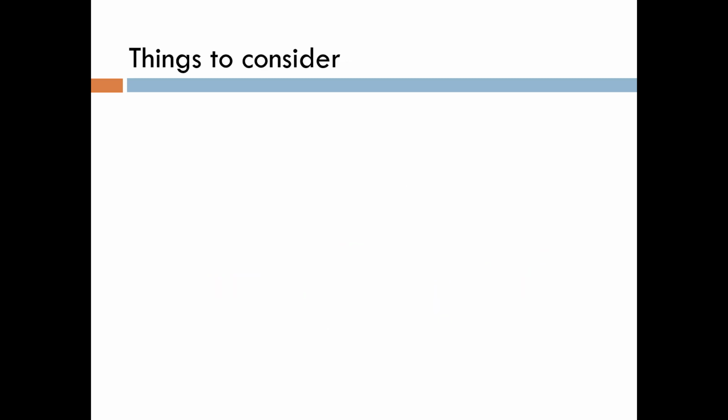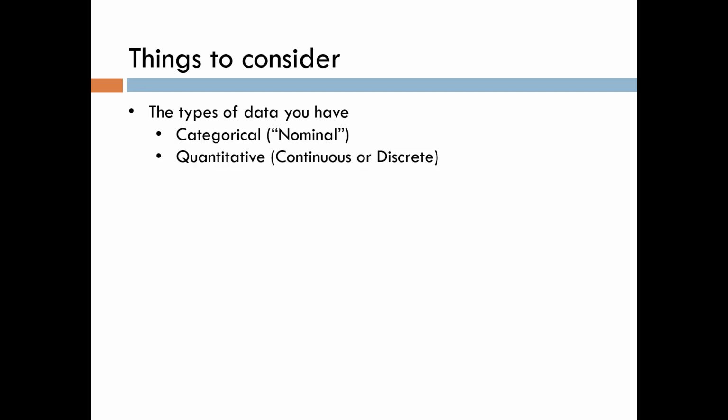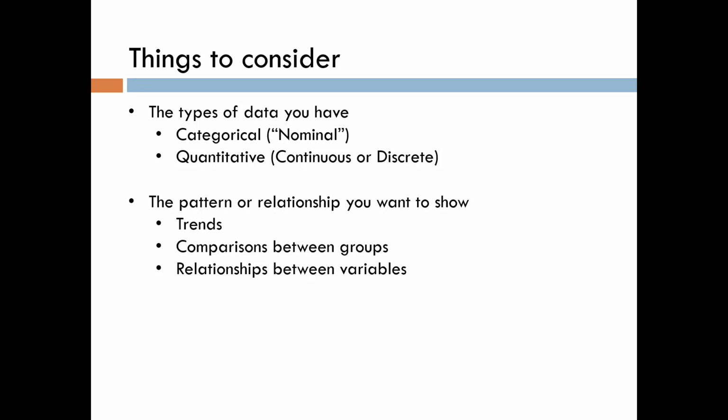When you are deciding what type of data visualization to use, you need to think about a number of factors that will affect your visualization strategy. First, what types of data do you have? Do you have categorical variables, also known as nominal variables, that is, which categorize observations into groups? Or do you have quantitative variables, which measure something numerically? Second, what relationships or patterns do you want to show? A trend, a comparison between groups, or a correlation between variables? In the next few slides, we will examine these in more detail.